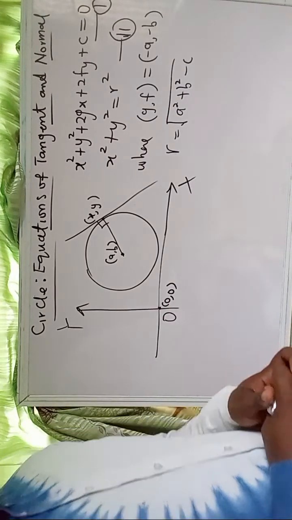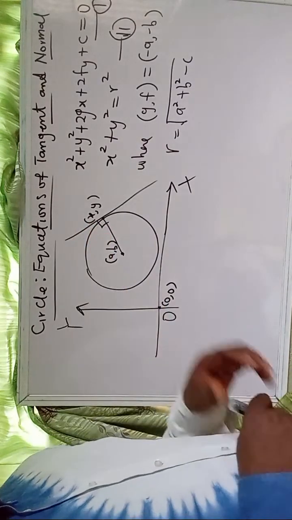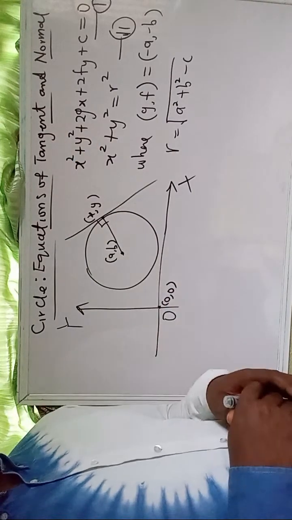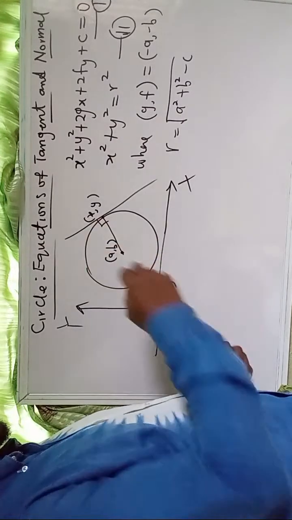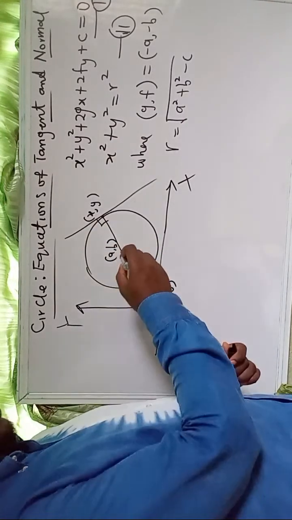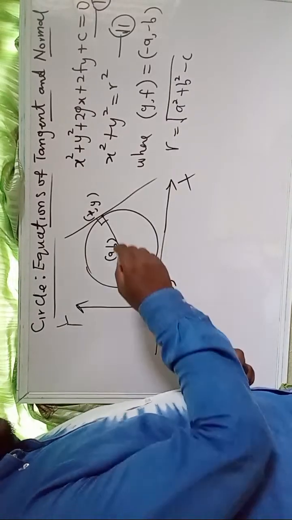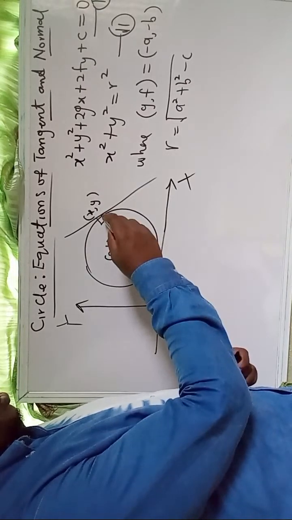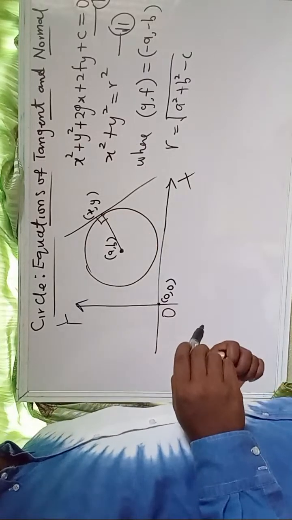So today we want to look at the equation of a tangent of a circle. You will recall that if you have a circle, there will be what we call the coordinate of the center, which is represented by (a, b) here. And there will be what we call the radius, which is the line from the center to a point on the circle.